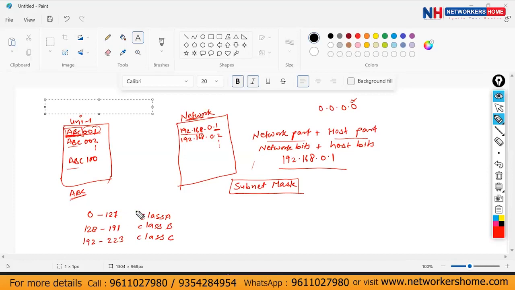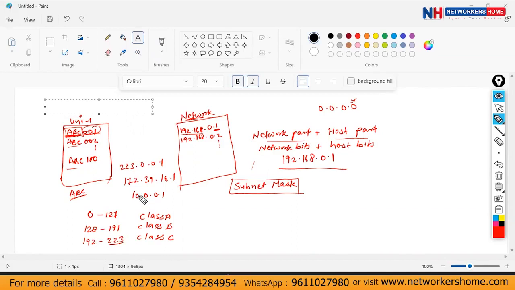Now, if I write an IP address, let's say 10.0.0.1, which class? Class A. If I say 172.39.16.1, class B. If I say 223.0.0.1, class C. 223 belongs to class C. From 224 onwards, it will start with class D.